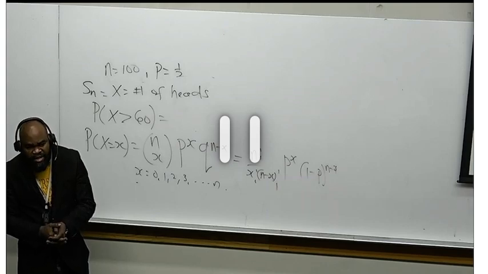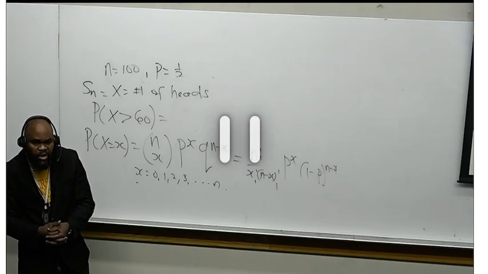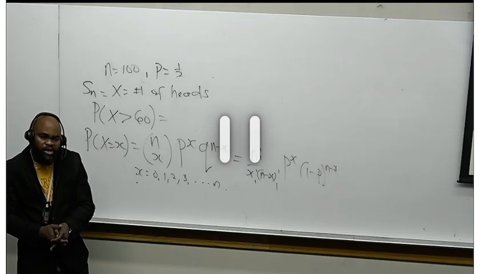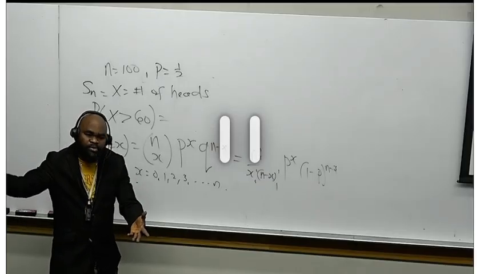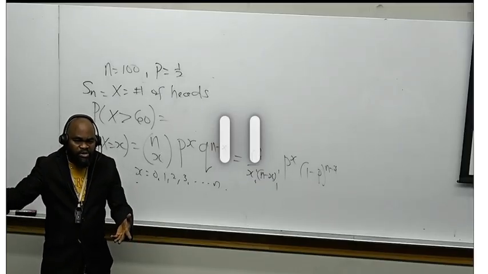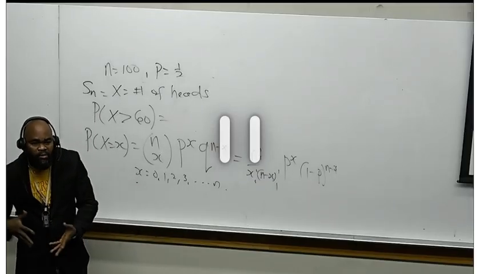But why do you think I want to consider approximation? Maybe it becomes complicated using the binomial. That's why we want to go for approximation. And when you go for approximation, you expect to have an error.